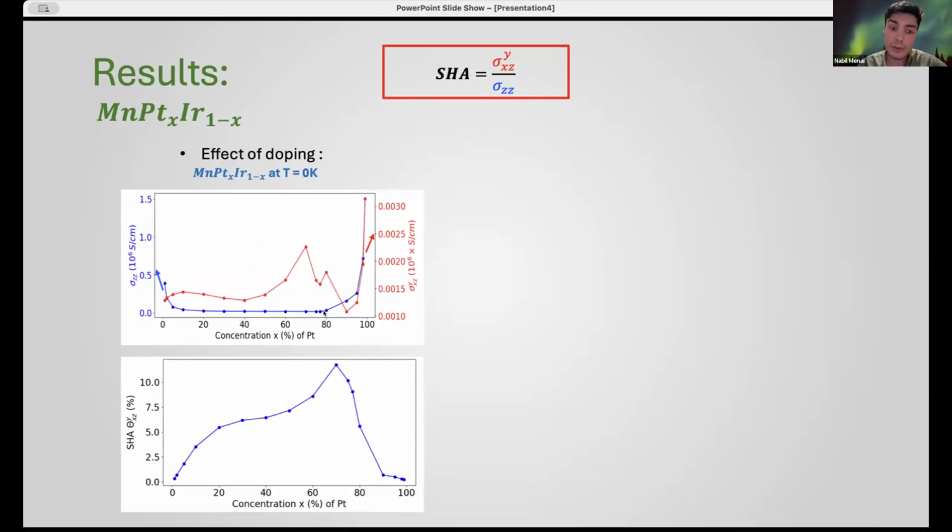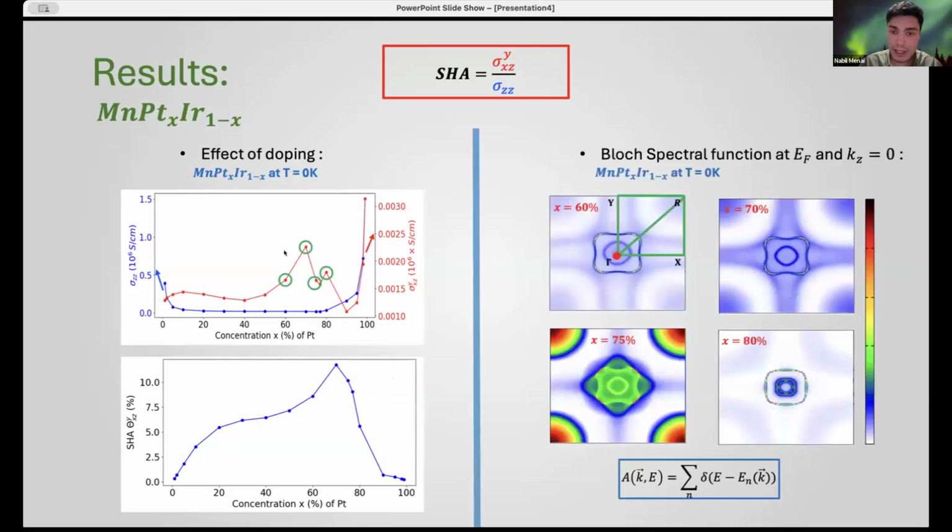And this is actually due to the fact that we are replacing an atom by a very different atom. So again, we divide the two curves and we get the spin Hall angle, and this time we get the maximum of spin Hall angle around 70% of platinum, and we reach a spin Hall angle of 12%, which is very, very promising. So again, here we try to understand why we get these two peaks over here, and the minimum here.